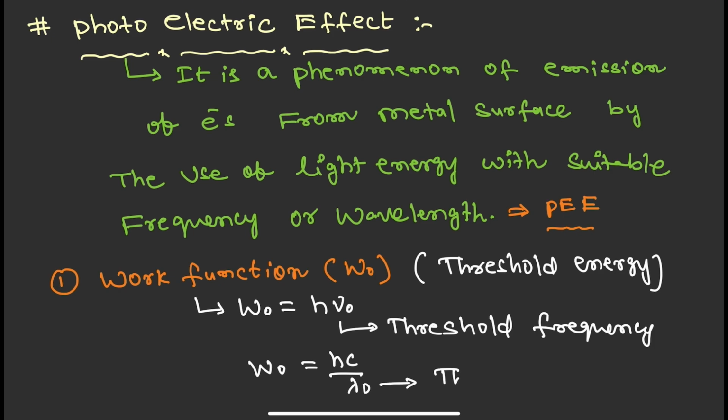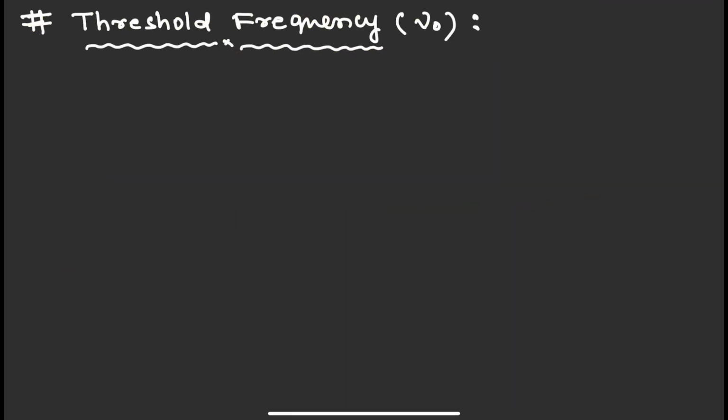This lambda naught is called the threshold wavelength. So the work function W naught is equal to h nu naught, or W naught is equal to hc by lambda naught. Nu naught is the threshold frequency, and lambda naught is the threshold wavelength. The work function is completed, and the next one is threshold frequency.